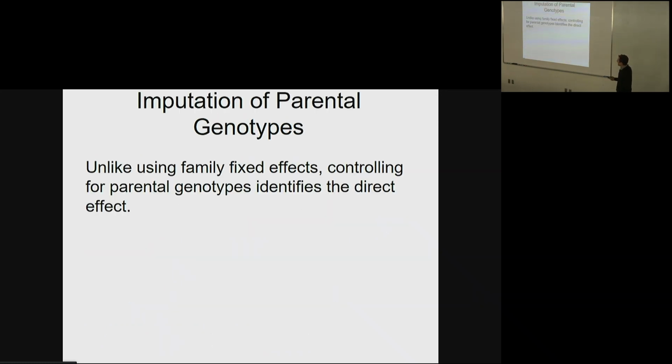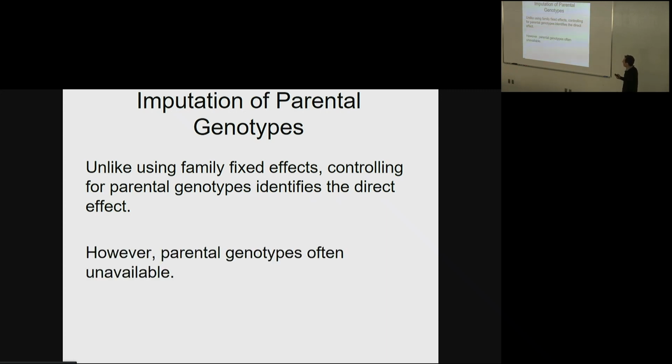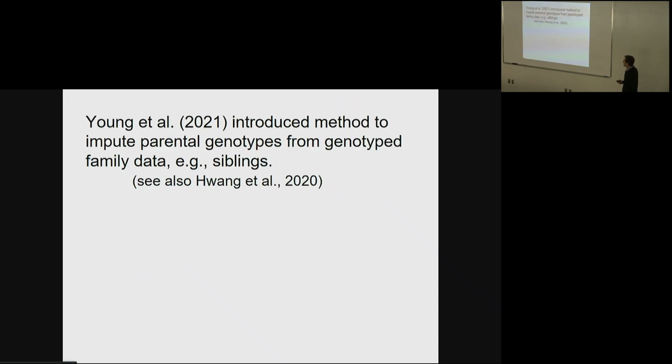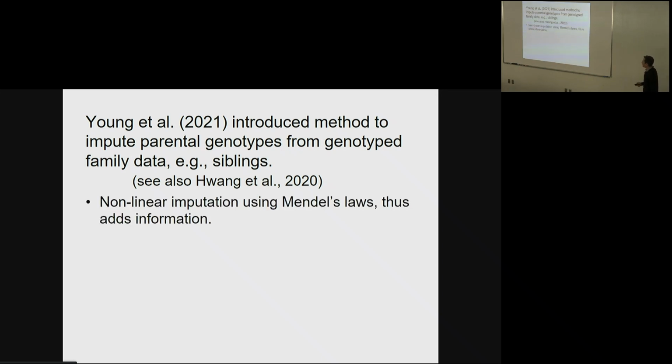So there's a benefit to controlling for the parental genotypes rather than using the sibling fixed effects, and that is that you don't have this confounding from the sibling indirect effect. But we often don't observe the parental genotypes. There's actually more than one method, but I think the best is the one by Alex Young and Augie Kong and colleagues that imputes the parental genotypes from other family data, including siblings.